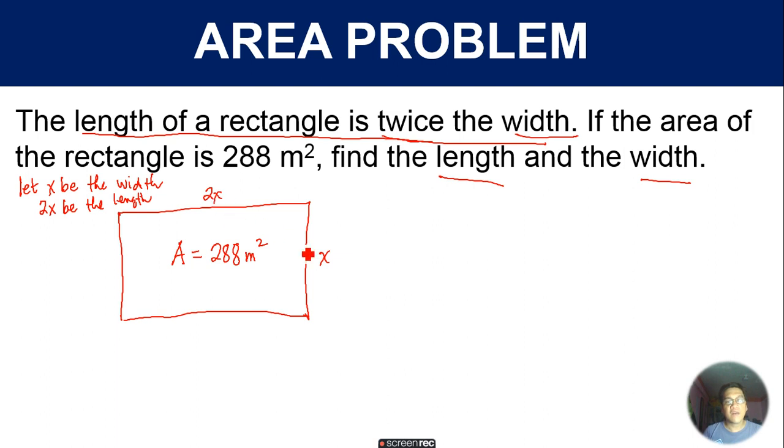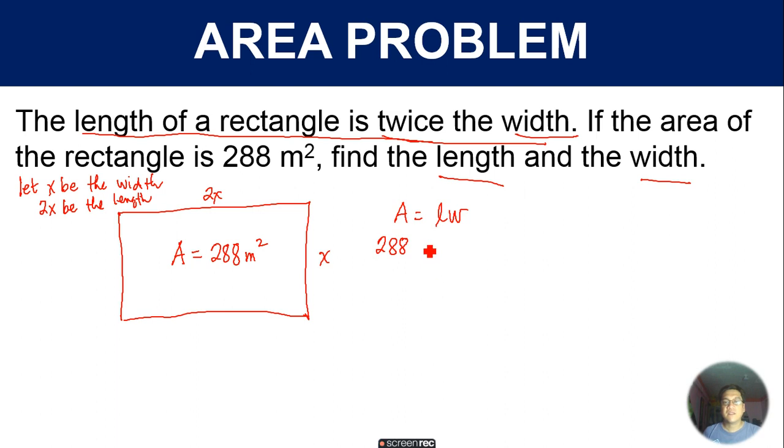Okay, we're going to find the values of x. Now, remember that the area of the rectangle is equal to length times width. We already have the area. The area is 288. Just write the number, no need to write the unit.